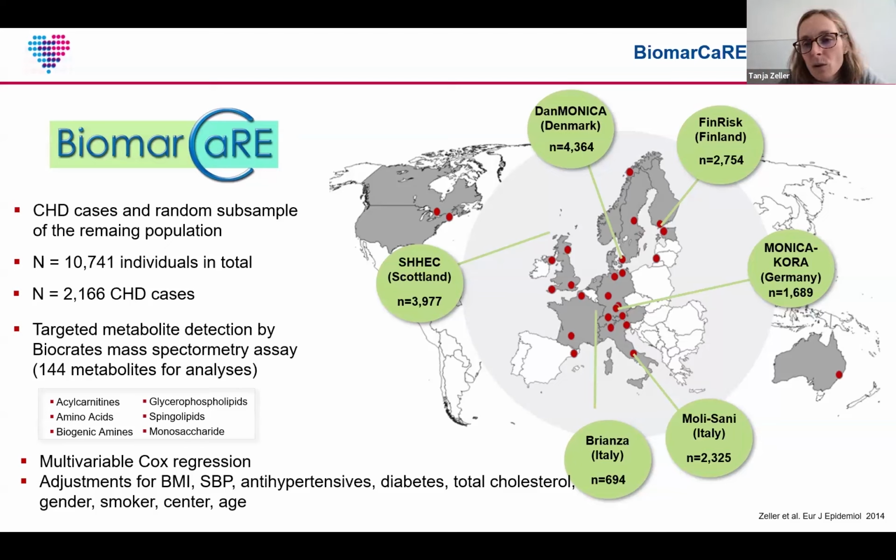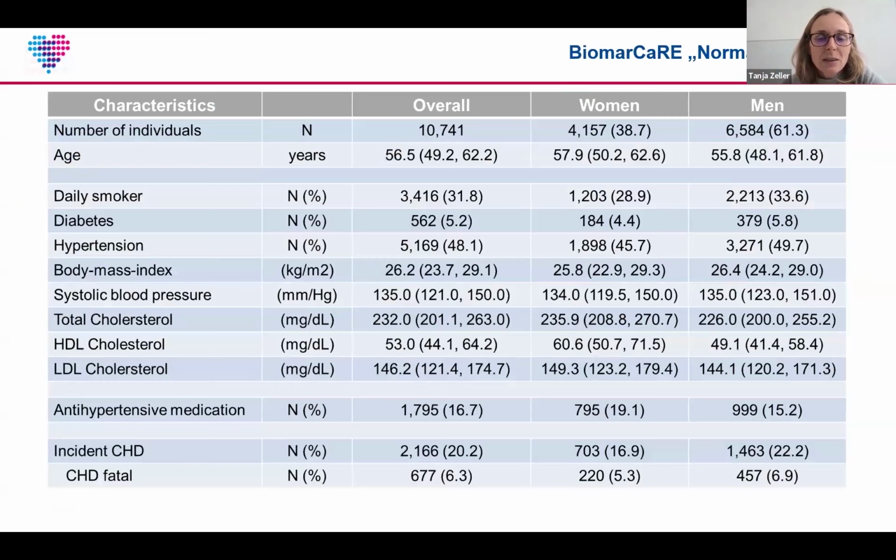And we had over 2,000 incident cases of coronary heart disease. We performed the measurements with the P180 Biocrates kit with 144 metabolites, and did the classical Cox regression analysis and adjusted for the different classical risk factors, but also for the size or distribution of the different cohorts that were included in the analysis.